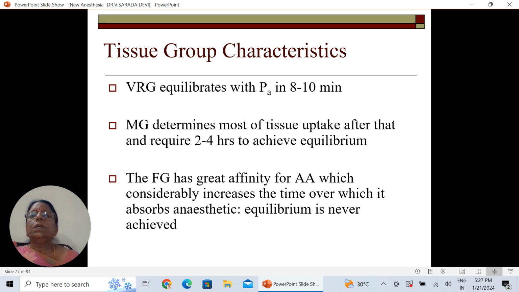So the vessel-rich group equilibrates within 8 to 10 minutes, whereas the muscle group determines most of the tissue uptake after that and requires 2 to 4 hours to achieve equilibrium. The fat group has greater affinity for anesthetic agent, which considerably increases the time over which it absorbs anesthetic. Equilibrium is never achieved.